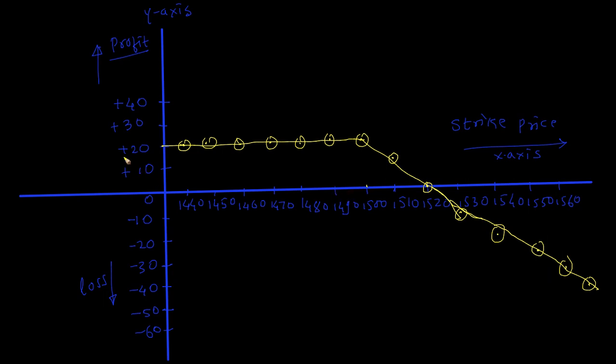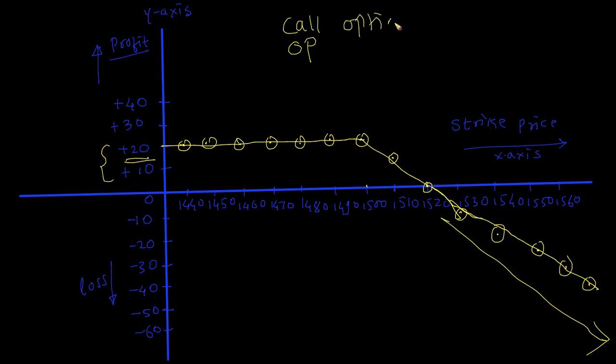So you see here, the profit is limited to only rupees 20, no matter how far the strike price goes below, how much HDFC falls, my profit is only 20 rupees. But if HDFC Bank rises, I'm going to incur heavy, unlimited losses, minus 60 here, minus 70, minus 80, so on and so forth. So this is the payoff graph for the call option seller.